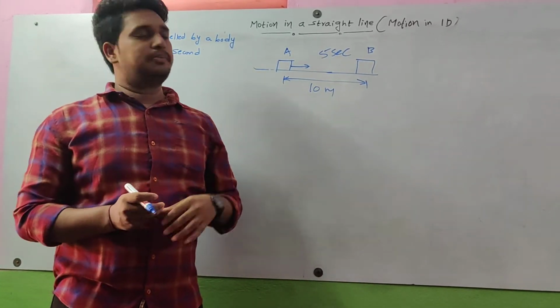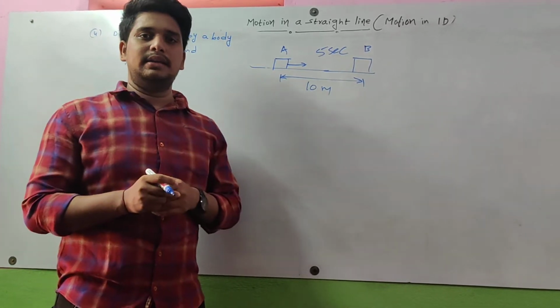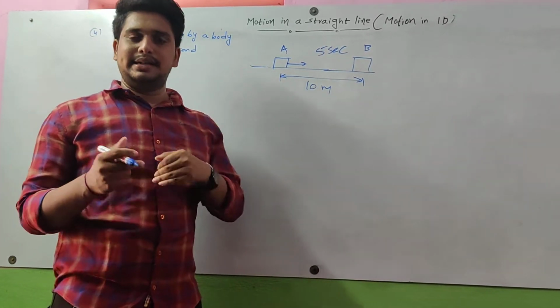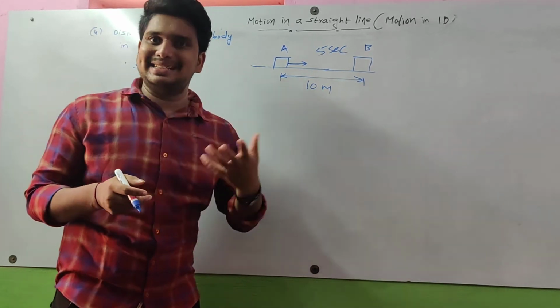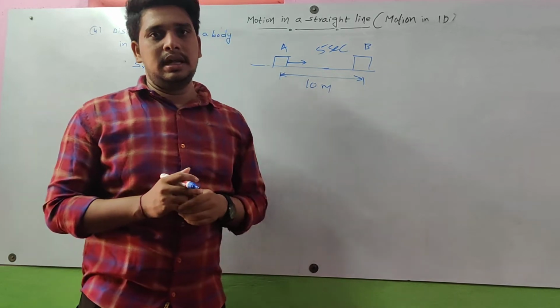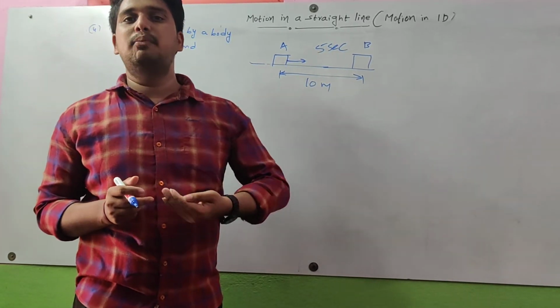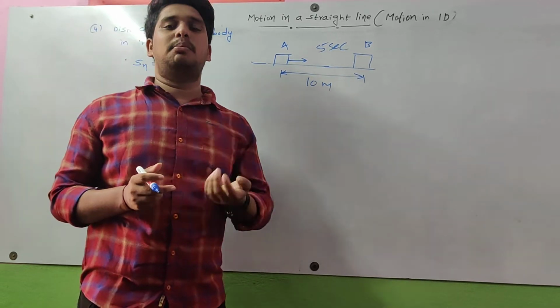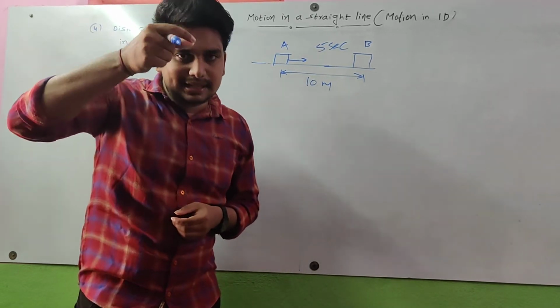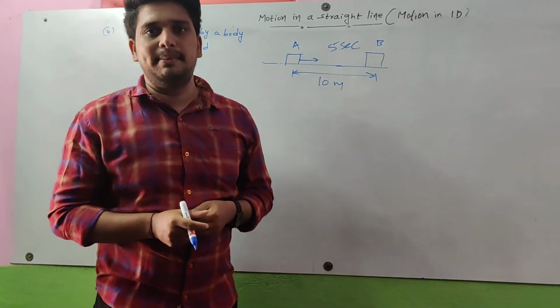So how are the problems asked here? Distance traveled by the body in the first second. Distance traveled by the body in the second second. How much distance is traveled by the body in the fourth second? Distance traveled by the body in the fifth second. Problems like that are asked here. For that particular second, say the fifth second, we need to find the distance traveled by the body.